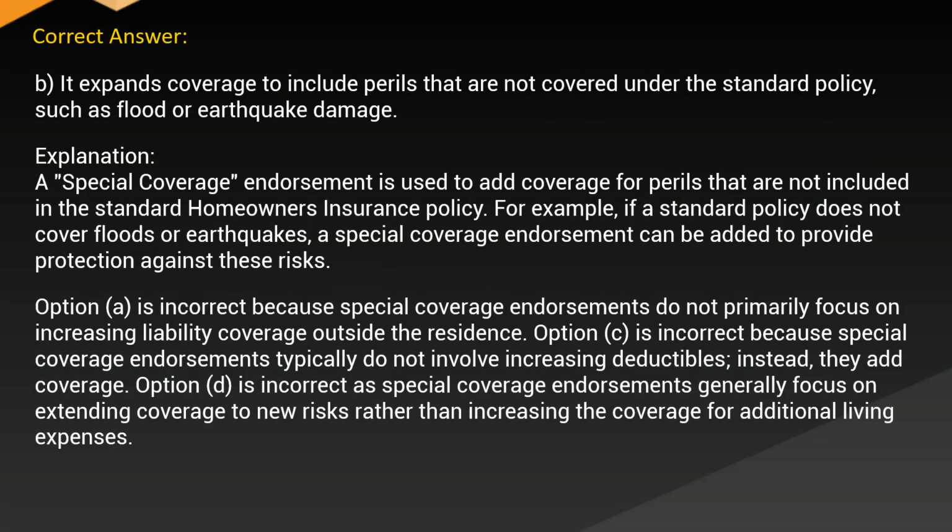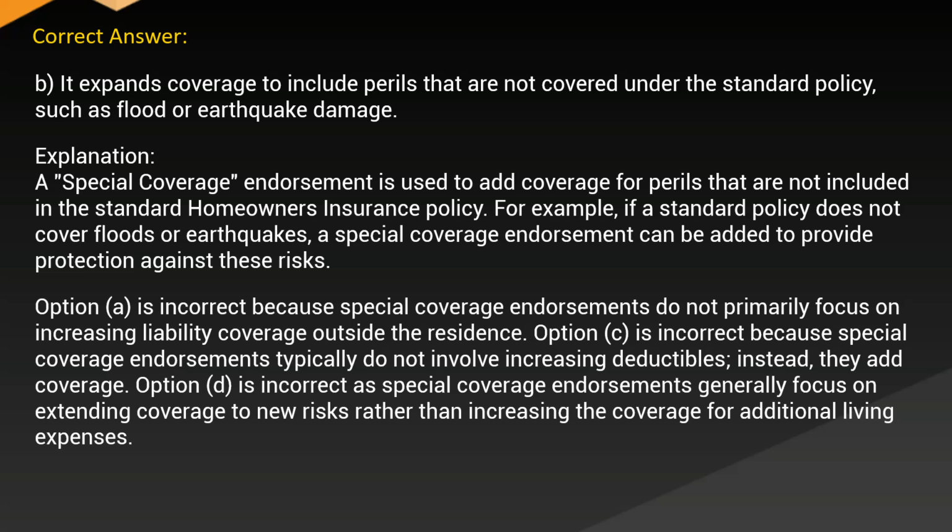Correct answer. B. It expands coverage to include perils that are not covered under the standard policy, such as flood or earthquake damage. Explanation: a special coverage endorsement is used to add coverage for perils that are not included in the standard homeowners insurance policy. For example, if a standard policy does not cover floods or earthquakes, a special coverage endorsement can be added to provide protection against these risks.